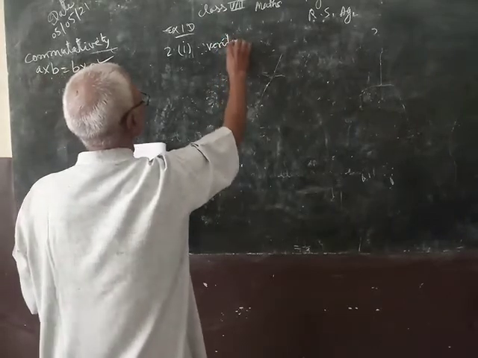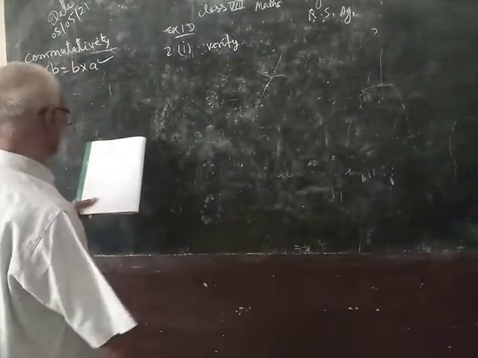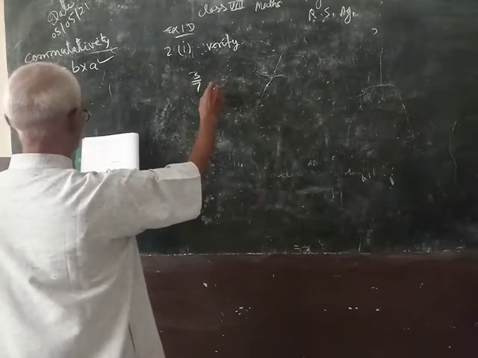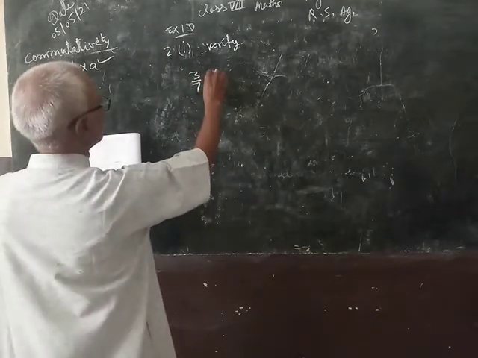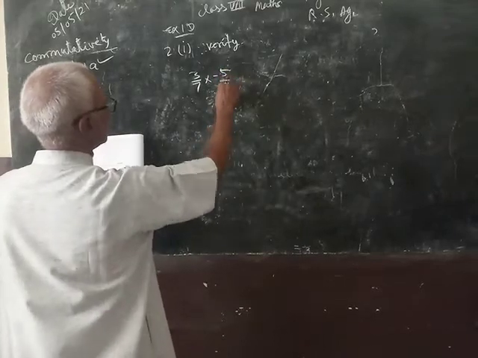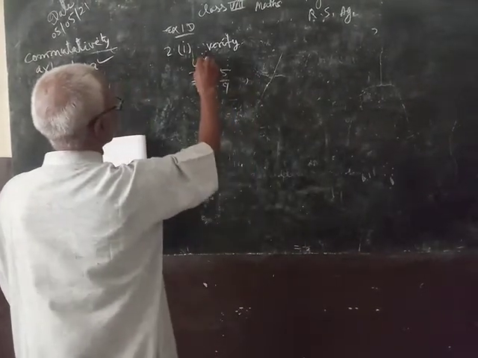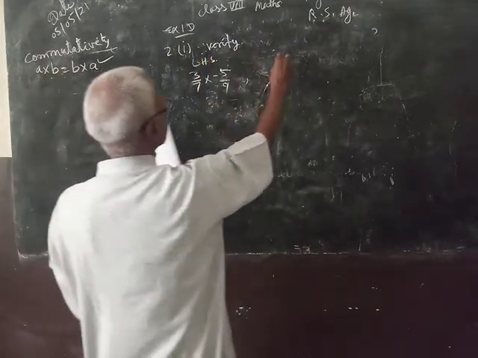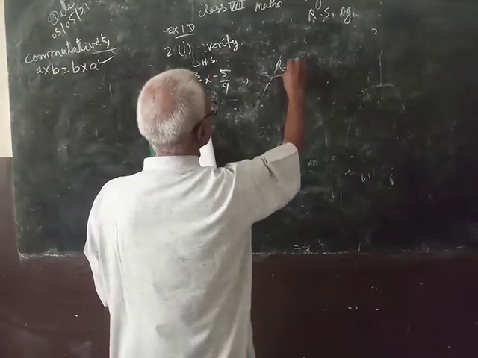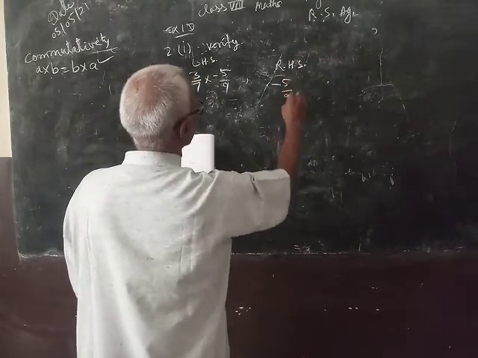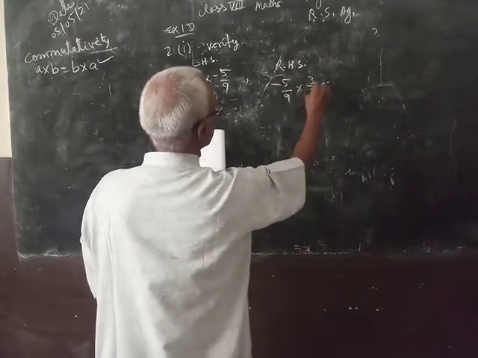Verify means that the left and right sides are equal. 3 by 7 into minus 5 by 9 is the left hand side, and the right hand side is the opposite of that, minus 5 by 9 into 3 by 7.